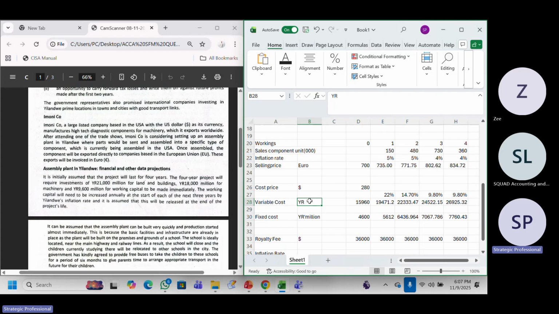Now, if Yilandwe is selling it to Europe, let's look at the chain. It means that Europe will remit money to Yilandwe. Hold that one first. When Europe remits to Yilandwe, Yilandwe will now remit to me finally. Do we understand the chain now? Okay.